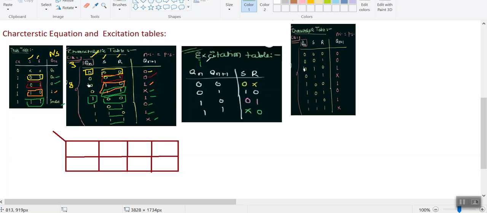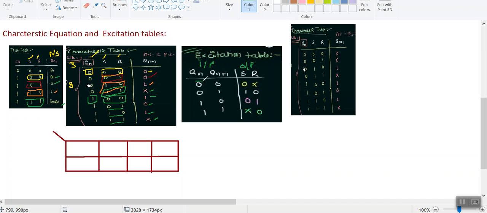Now in this particular excitation table, I would like to consider these two as inputs, and S and R are the outputs I am considering. Now we would like to check how to get this excitation table. So I am taking the inputs from this particular characteristic table.